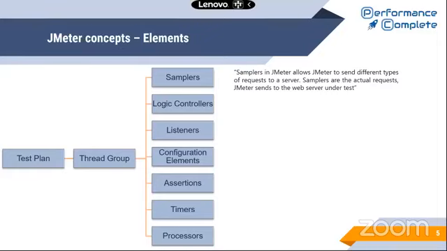The second one is logic controllers. As you know, your performance testing script has to travel through different logics. For example, you are logging into an application, doing some transactions, and then logging out. It's not like every time you log in, do a transaction, and log out. You log in and do transactions for some 10 to 15 minutes. Then only you log out. That's how normally people interact with software and applications.